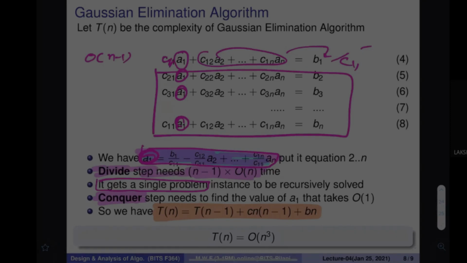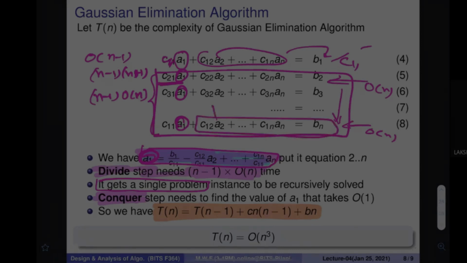When you put one value over here, how much time is it going to take? Order of n time, because again you have to do n computations over here and n minus 1 computations over here. So how many such expressions are there? n minus 1 expressions. So order n minus 1 times order of n expressions you have to do. Everywhere you have to spend order of n time, so that they become a single expression. Because for every variable there would be something that needs to be added. For this variable also there will be something to be added from this particular set. So total time is order of n square. Divide step is clear.